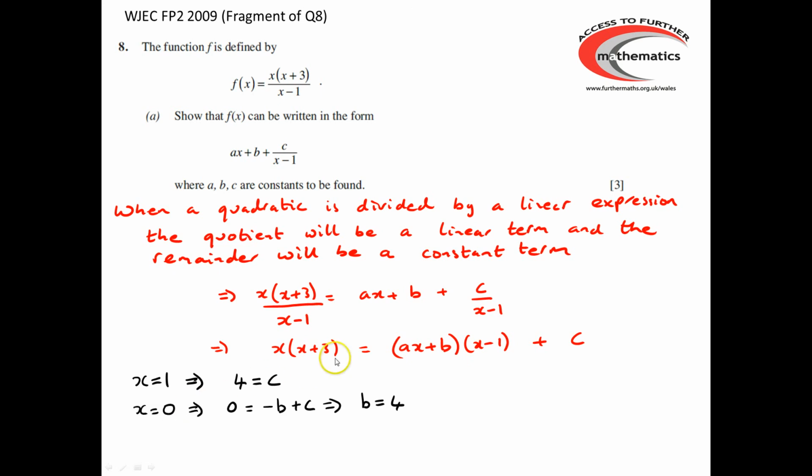If we now put x equals 0 in, we've got 0 on the left-hand side, and b times minus 1, add c, so we've got negative b plus c must equal 0. We know that c is 4, so therefore b must be equal to 4. And finally, if we look at the x squared terms, we've got 1x squared in the expansion of the left-hand side. We've got a lots of x squared on the expansion of the right-hand side. So we know that a must equal 1. So we know that f of x must be the same thing as x plus 4 over x minus 1.